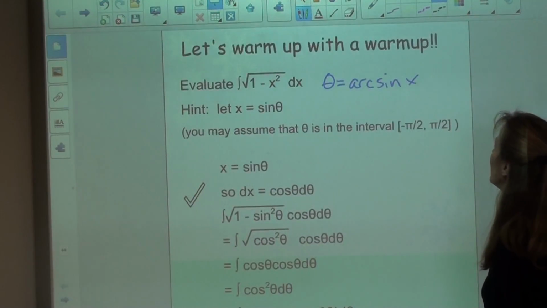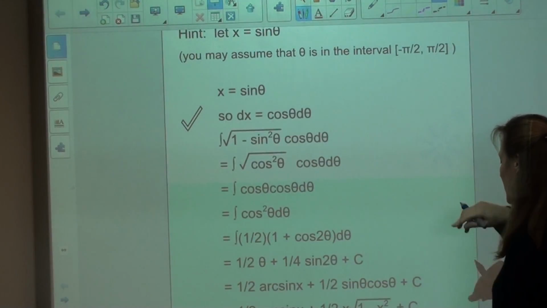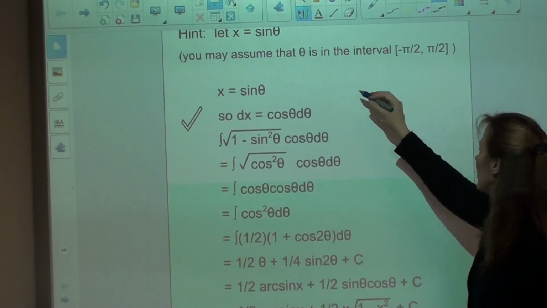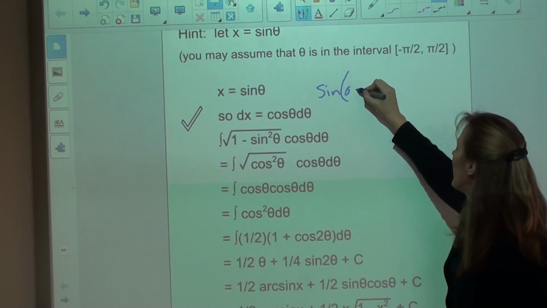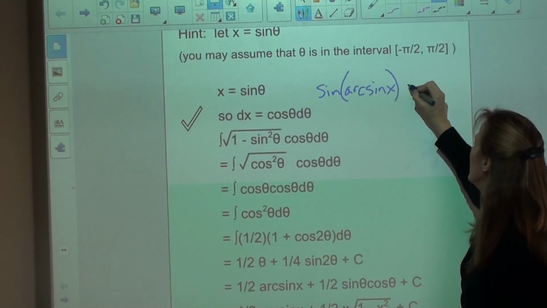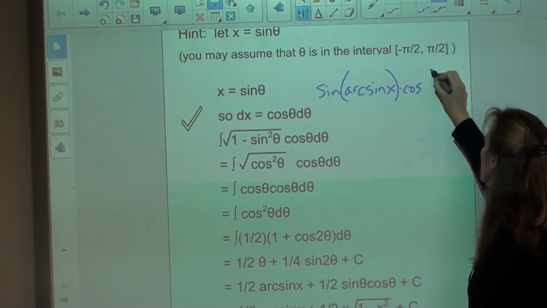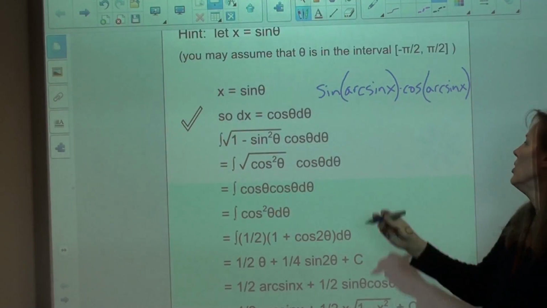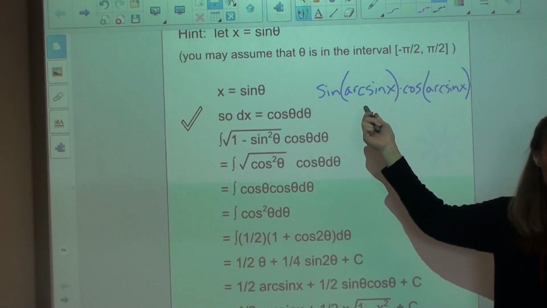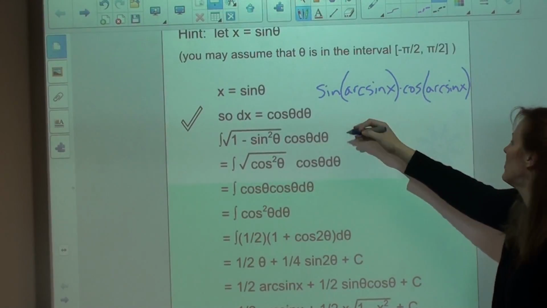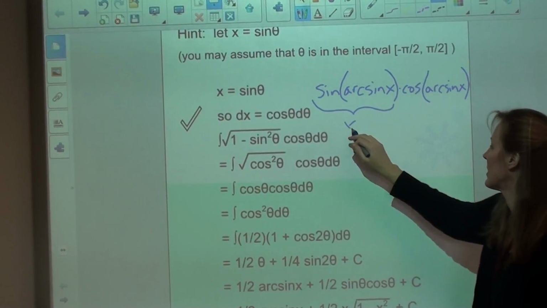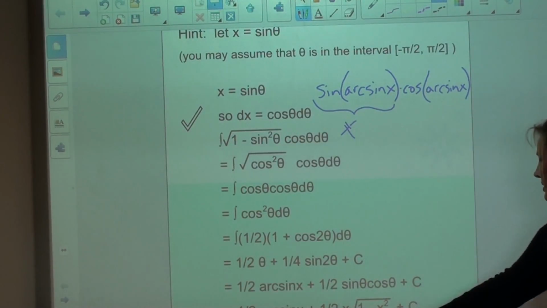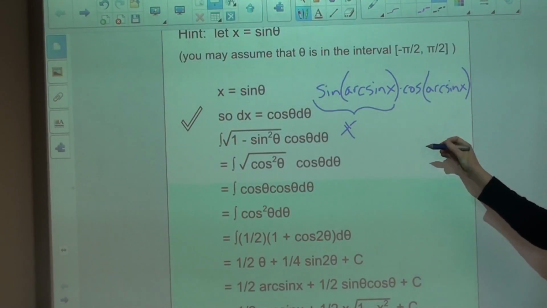So, theta is arc sine x. What we want here, I'm just going to ignore that and work on this one. We're looking for the sine of the arc sine of x times the cosine of the arc sine of x, right? What is the sine of the arc sine of x equal to? That's just x, right? So this part is an x. That's where the x comes from. So really all we have to do is find the cosine of the arc sine of x.